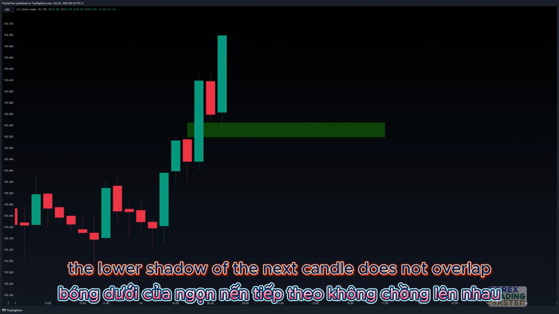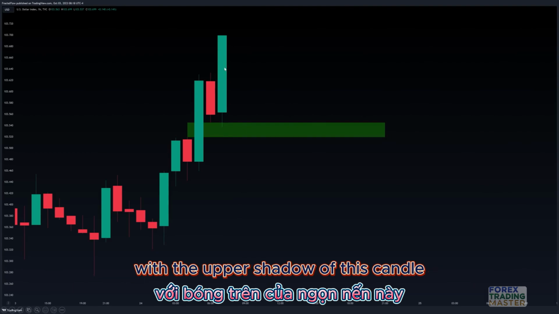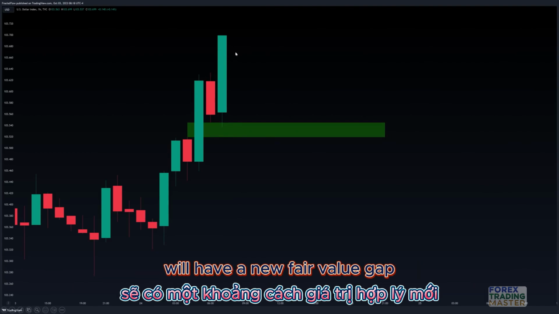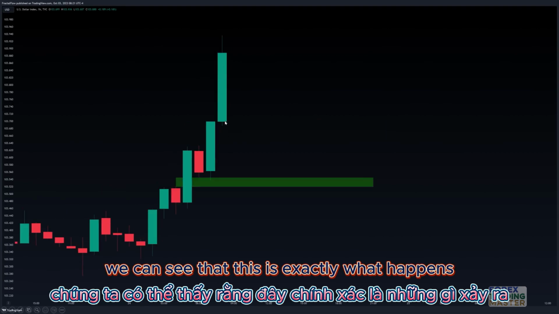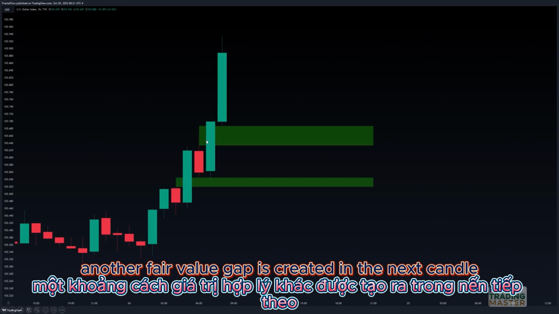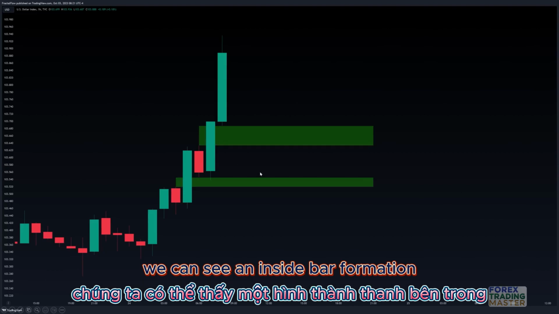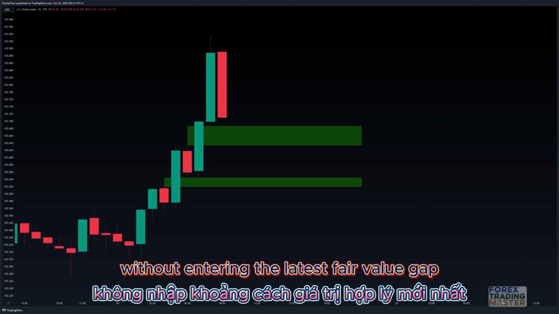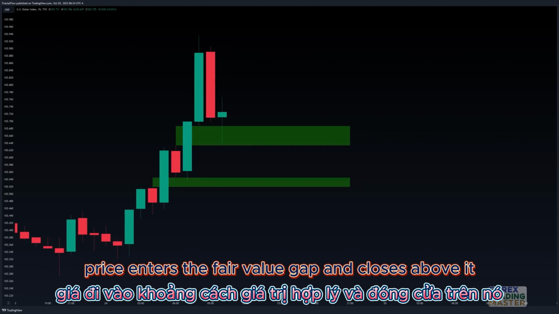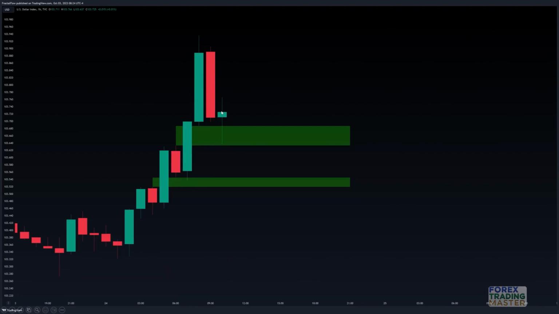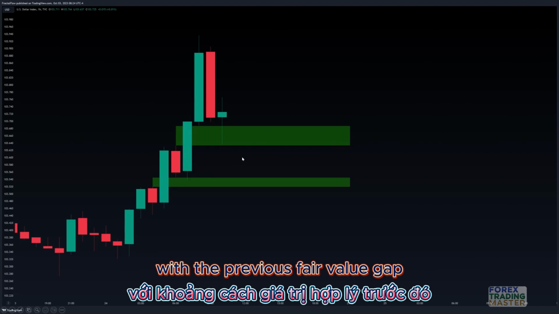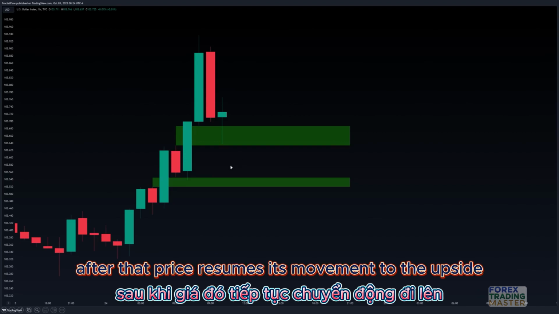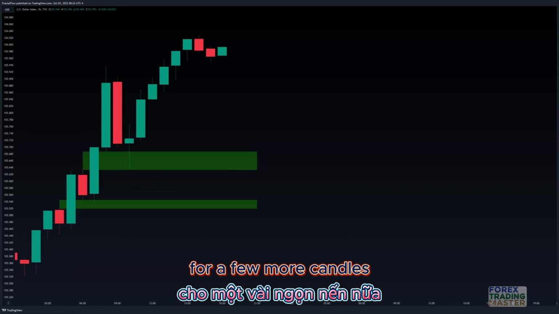Notice here that if the lower shadow of the next candle does not overlap with the upper shadow of this candle, we'll have a new fair value gap. In the next candle, we can see that this is exactly what happens. Another fair value gap is created in the next candle. We can see an inside bar formation without entering the latest fair value gap. In the next candle, price enters the fair value gap and closes above it, clearly reacting to that zone in a similar way it did with the previous fair value gap. After that, price resumes its movement to the upside for a few more candles.